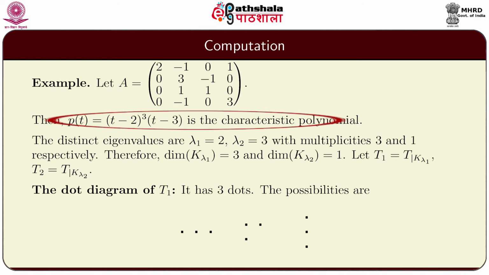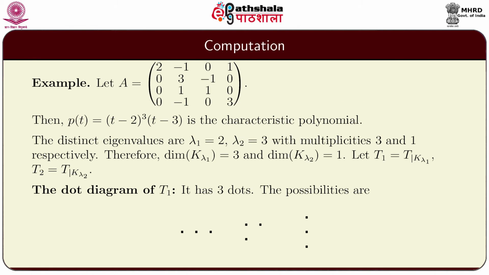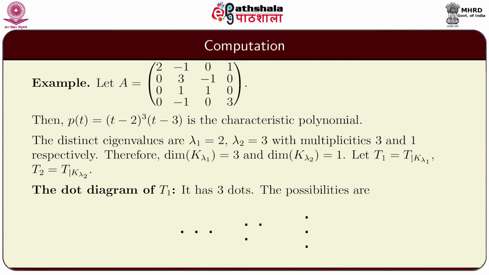Then p(t) given by (t minus 2) whole cube times (t minus 3) is the characteristic polynomial. The distinct eigenvalues are lambda 1 equal to 2 and lambda 2 equal to 3 with multiplicities 3 and 1 respectively. Therefore, the dimension of the generalized eigenspace K lambda 1 is 3 and the dimension of K lambda 2 is 1. Let T1 denote the restriction of T on K lambda 1 and T2 denote the restriction of T on K lambda 2.